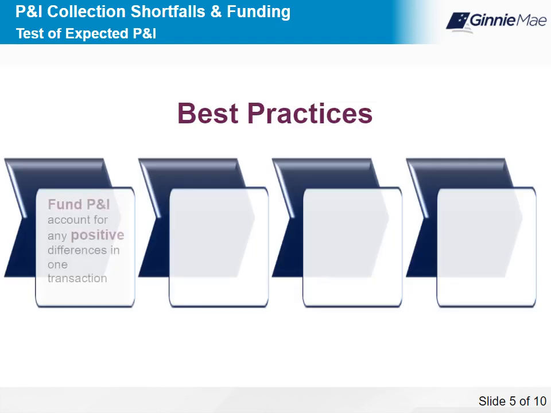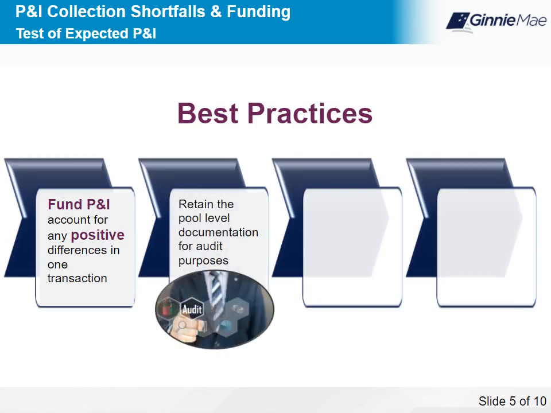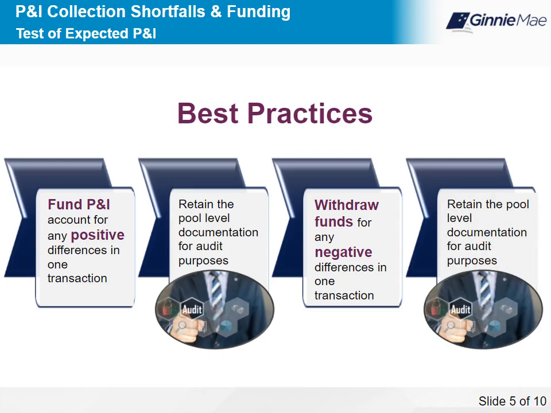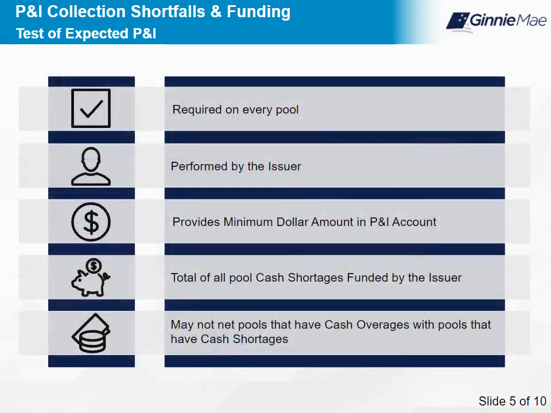A best practice would be to fund your P&I account for any positive differences in one transaction and retain the pool-level documentation for audit purposes. Then, withdraw funds from your P&I account for any negative differences in one transaction and retain the pool-level documentation for audit purposes. Select Next to continue.